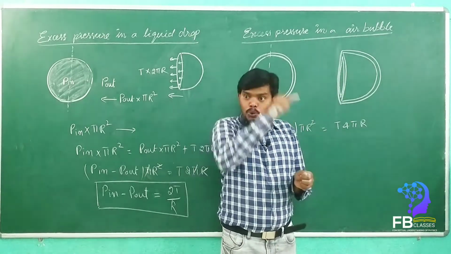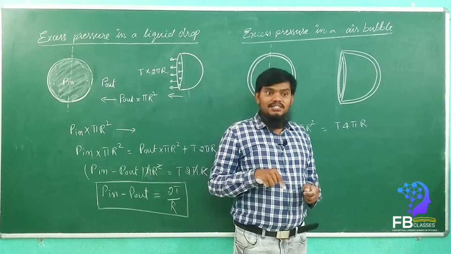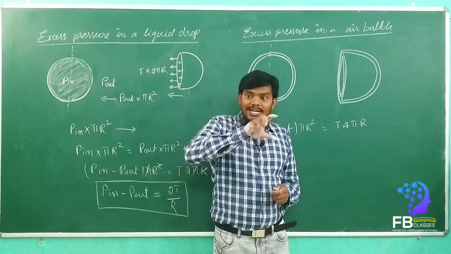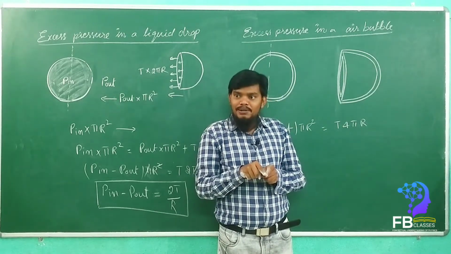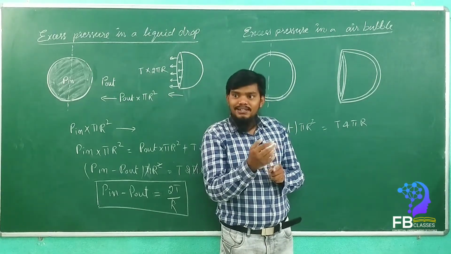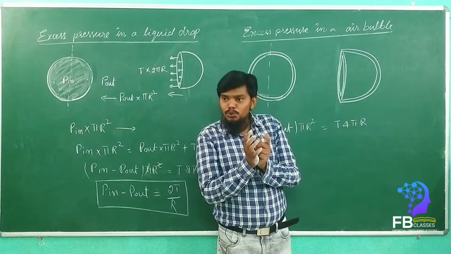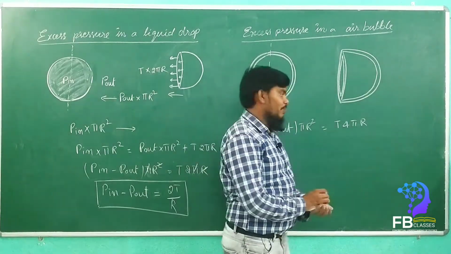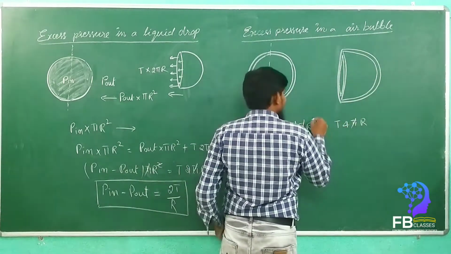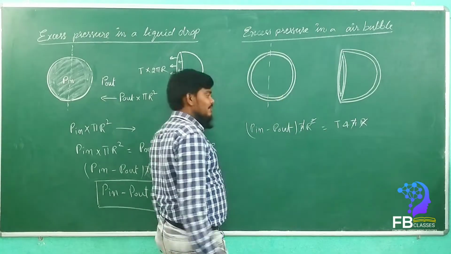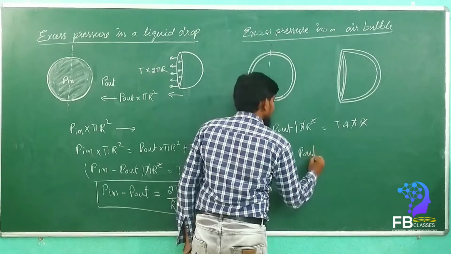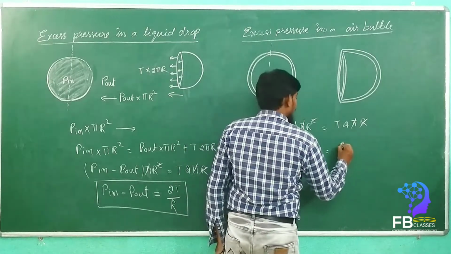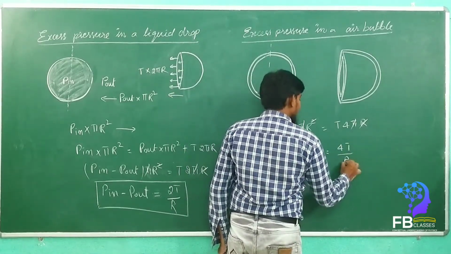That means the total surface length: the uppermost length is T into 2 pi r. Inside length is how much? T into 2 pi r. So total is T into 4 pi r. So here pi gets cancelled, r and square get cancelled. So what will come? P in minus P out is equal to 4T by r.